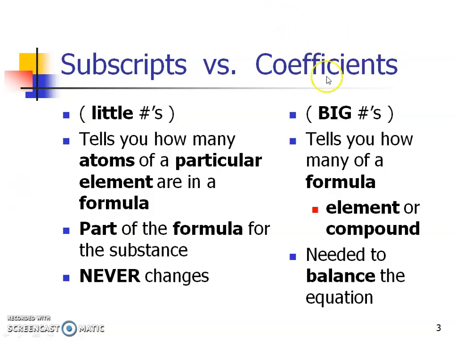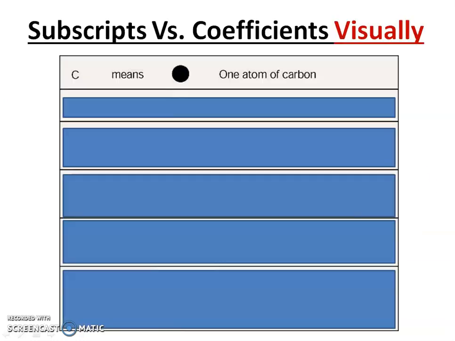Now the coefficients are going to be the big numbers in front of the formula. Now remember, that means I can change a coefficient of an element or I can change a coefficient of a compound. It's going to be the big numbers in front, and we're going to need those to balance our chemical equation. So let's look at this visually.